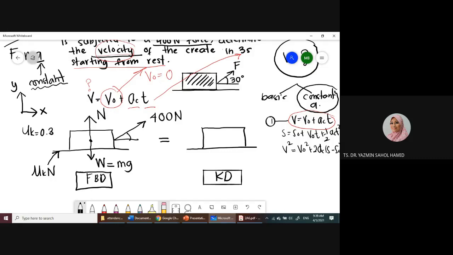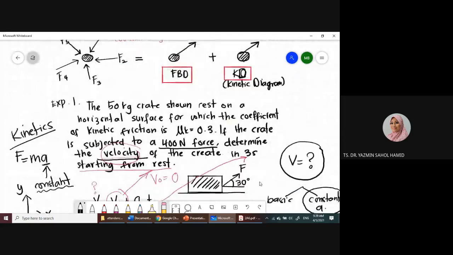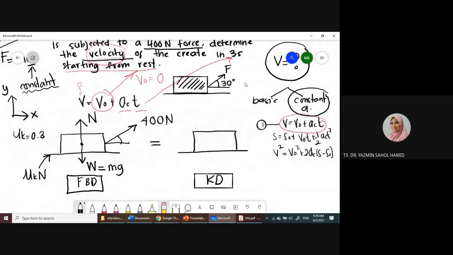Now the next is the kinetic diagram. For the kinetic diagram, you have to have a sense of particle acceleration. Now, how do you think the acceleration of the particle is moving, to the right? You can assume it. Now for this question, did they give you a direction of where the particle is moving? No. So what you can do is assume and establish the direction. So let's establish that the direction is moving to the right like this.